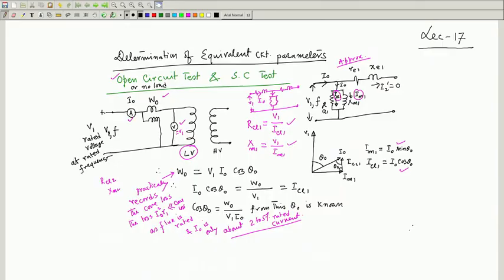Welcome to lecture number 17 on Electrical Machines 1, and we were discussing the determination of equivalent circuit parameters. The equivalent circuit, for example, has been drawn in this diagram referred to the primary side, and it is an approximate equivalent circuit. Re1 is nothing but R1 plus S square R2, and Xe1 is nothing but X1 plus S square X2.